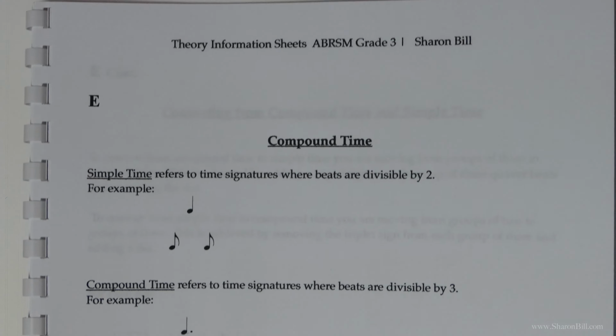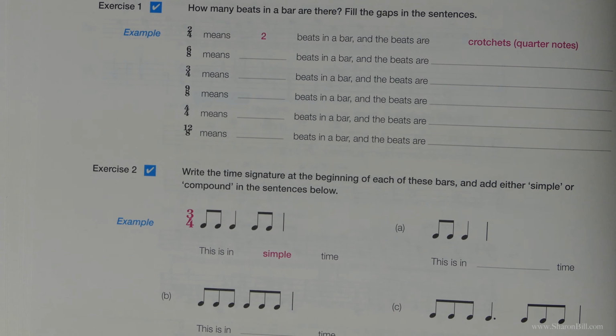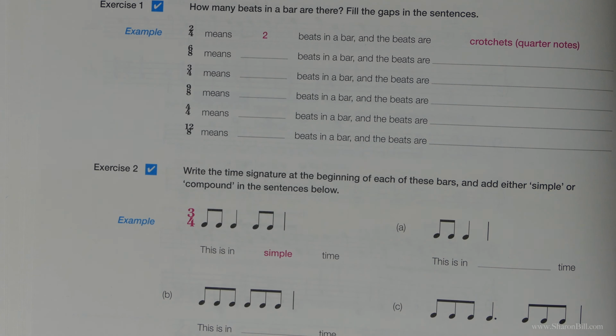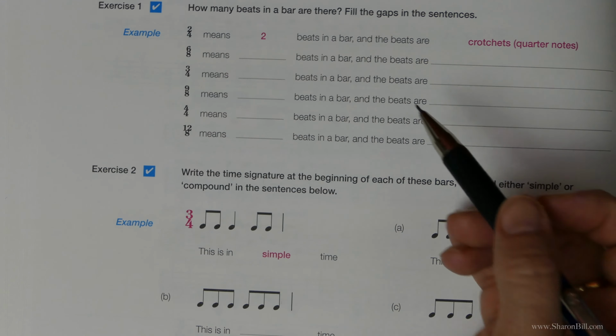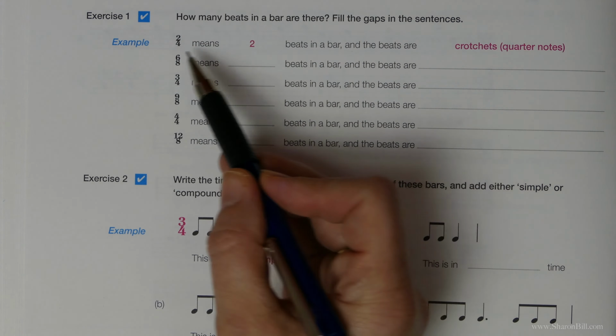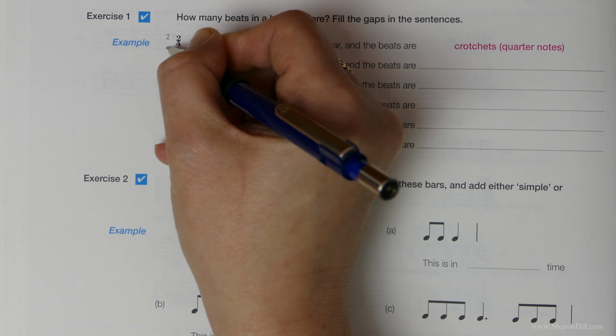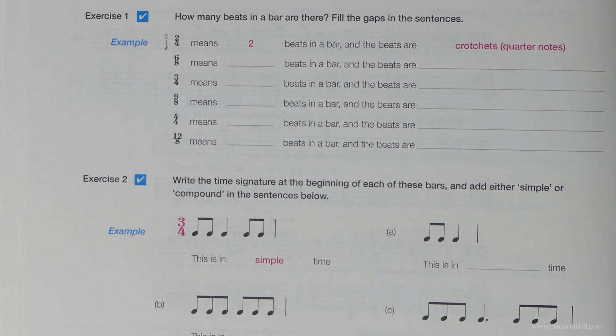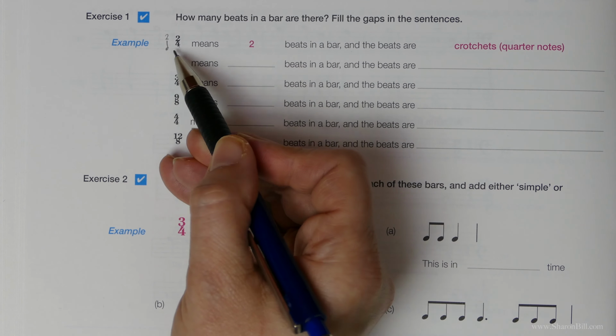And it also brings into knowledge the time signatures from previous grades too. So we've already discussed that there are 2 beats in a bar. So here we've got 2 crotchet beats per bar. So that's going to be duple time.